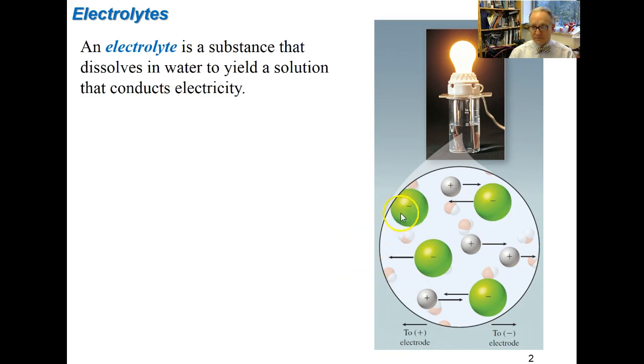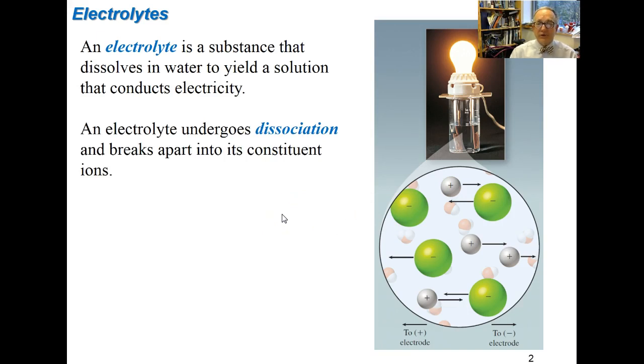as shown by the green circles with a negative charge, the anions, and the positive circles, the cations. An electrolyte undergoes dissociation and breaks apart into its constituent ions. If we take something like sodium chloride, it's got that three-dimensional crystalline structure, that lattice structure. The water dissolves it, breaks it apart, and the sodium chloride dissociates. As it breaks apart, it makes these separate ions.